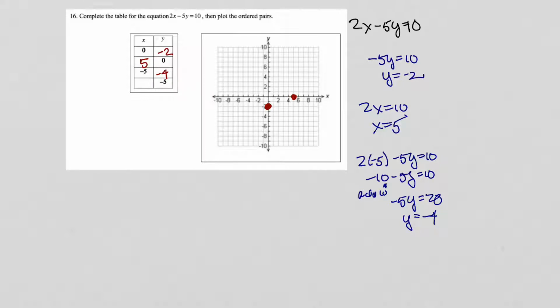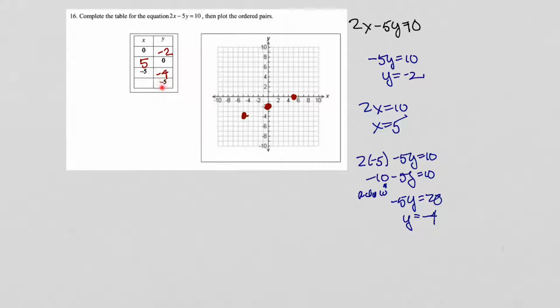So this says when x is negative 5, y is negative 4, or when we move from the origin 5 to the left, we go down 4. So start at the origin, 5 to the left, down 4. So let's plot that point. 5 to the left, down 4. I think it's right there.